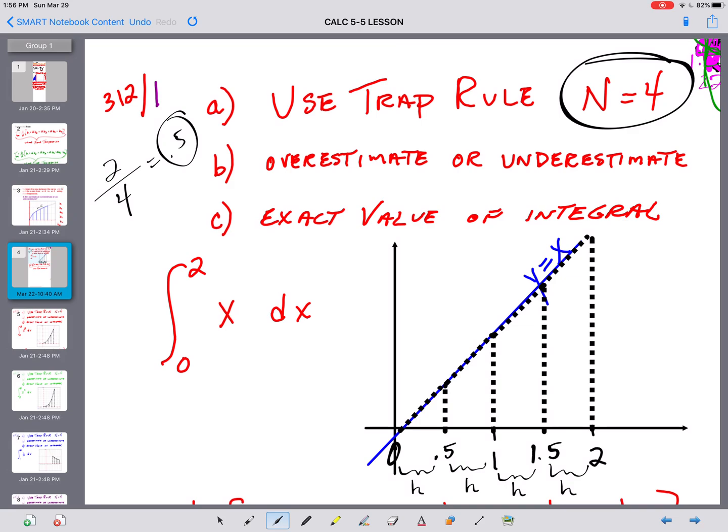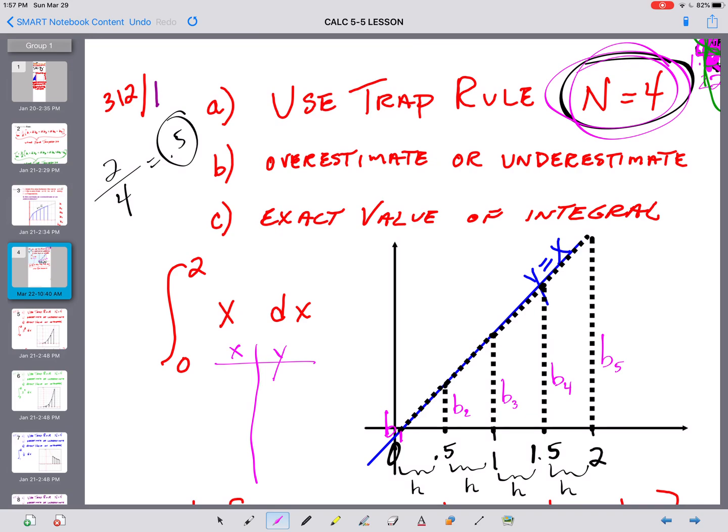Now, the next thing, let's figure out the bases, because in our formula, we need those bases. So first of all, the very first base is right here. It's going to be 0. Second base is there. Third base is that long. Fourth base and the fifth base. Again, if there's 4 trapezoids, there's going to be 5 bases. Now, how do we normally get the length of those bases? Well, I normally would set up a T-chart.